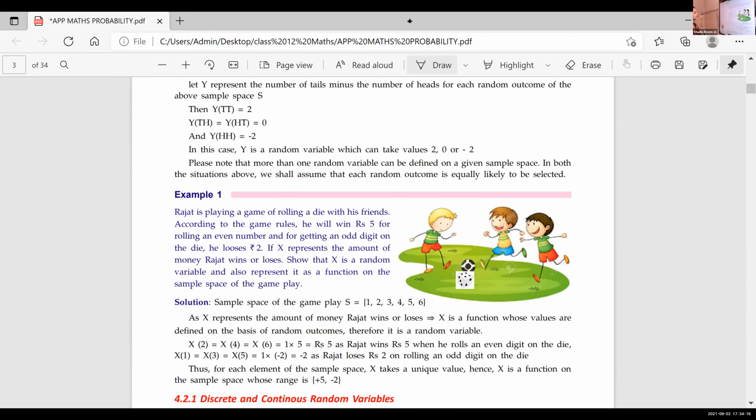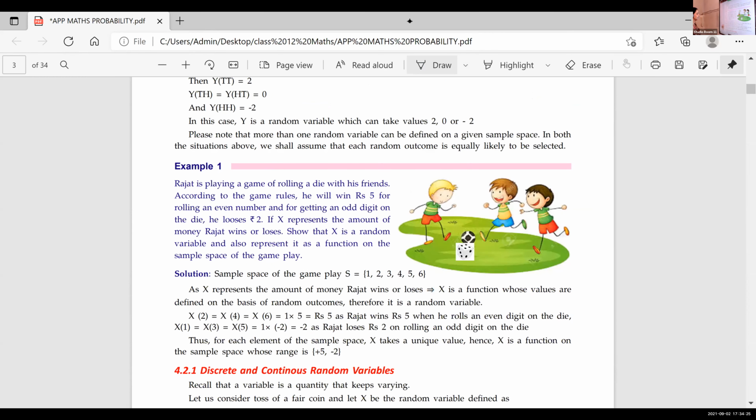Now look here, example 1. One of you read this one. Karthik, read this one. Example 1. Rajat is playing a game of rolling a die with his friends. According to the game rules, he will win ₹5 for rolling an even number and for getting an odd digit on the die, he loses ₹2. If X represents the amount of money Rajat wins or loses, show that X is a random variable and also represent it as a function on the same sample space of the gameplay. It is a function, isn't it? We have to prove it is a function.